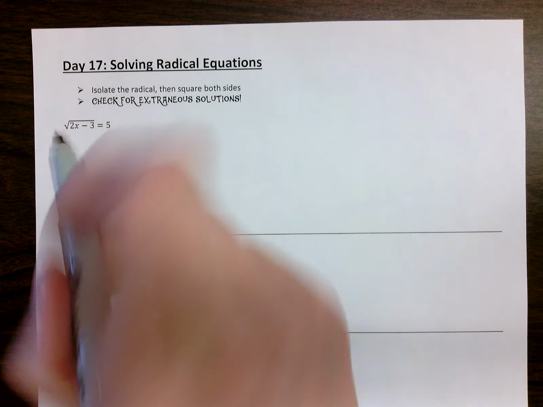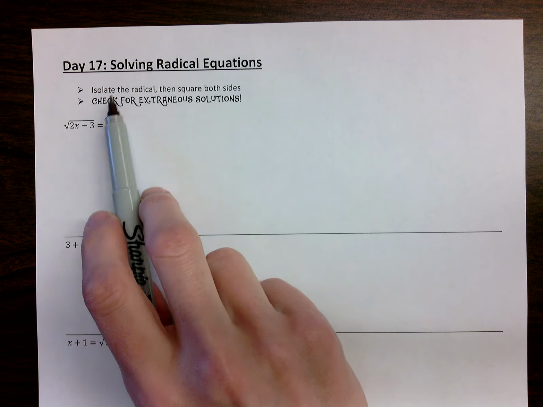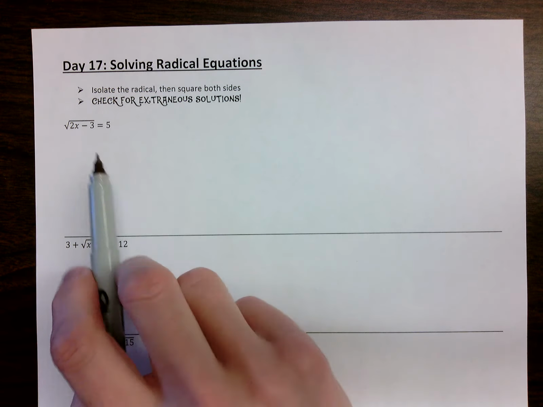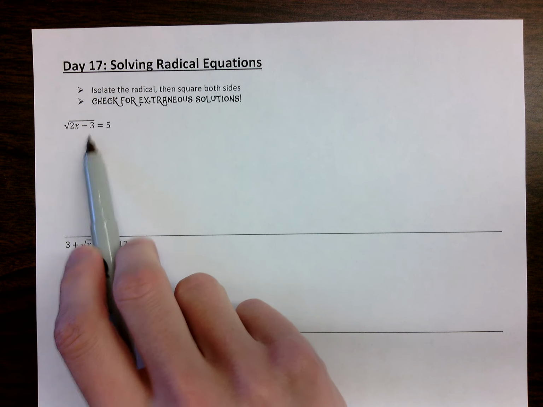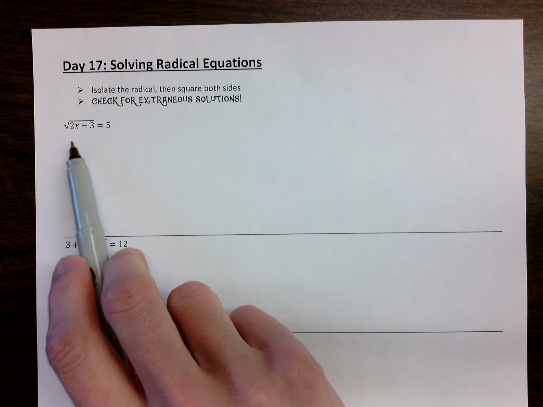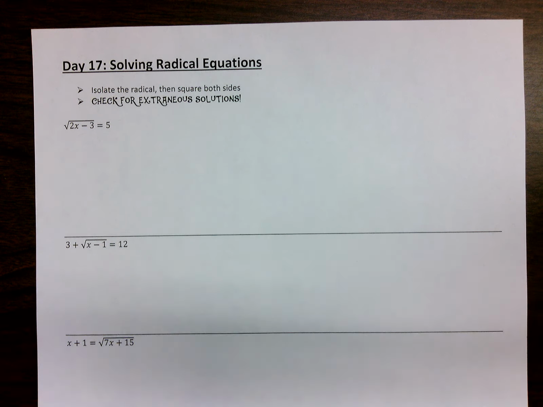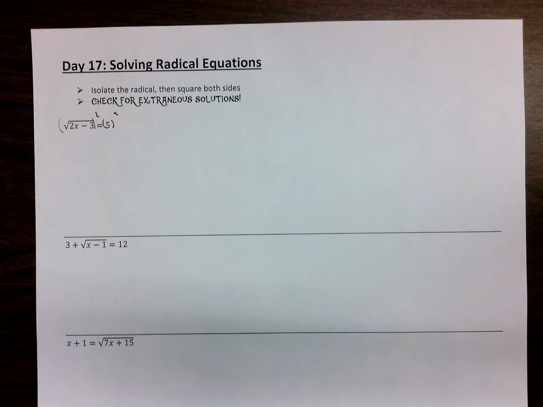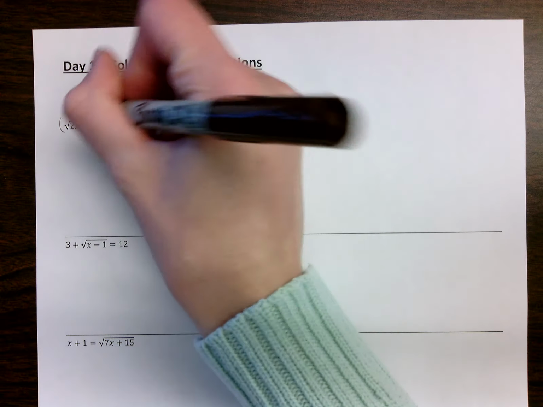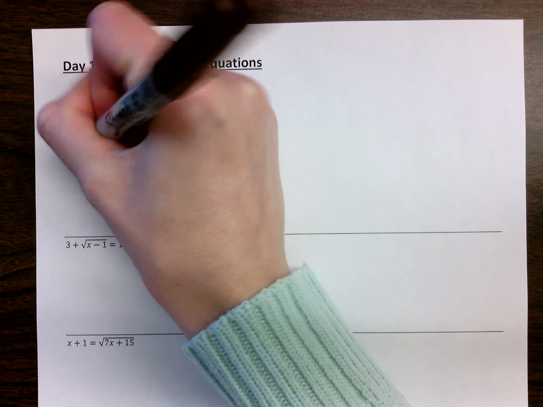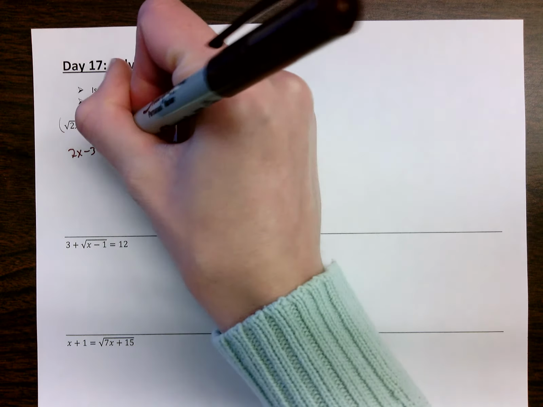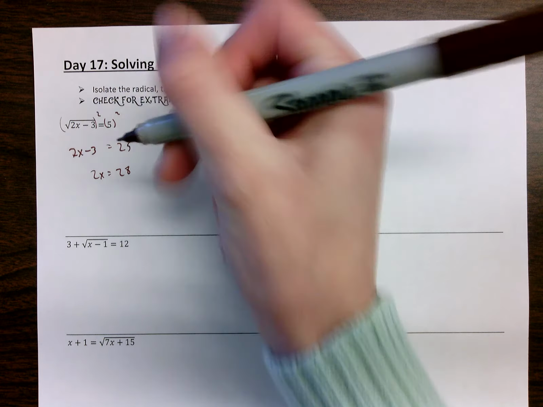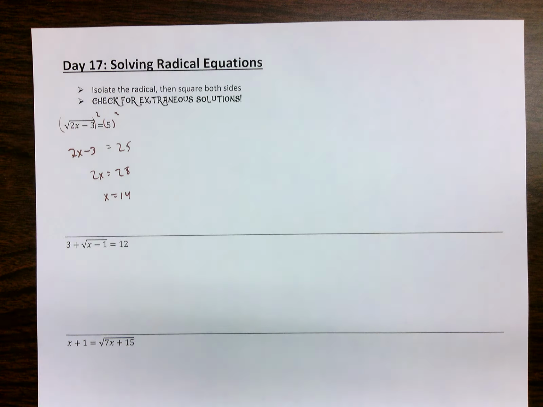So let's look at this one here. When solving a radical equation, you want to start by isolating your radical and then square both sides and follow your normal steps from there. In this one, the radical is already isolated. There are no other numbers on this side of the equation except what's in the radical. So I'll square both sides, because squaring and square rooting are inverse operations and cancel. That leaves me with 2x minus 3, and 5 squared is 25. I'll add 3 to both sides, so 2x equals 28. Divide, and x is 14.